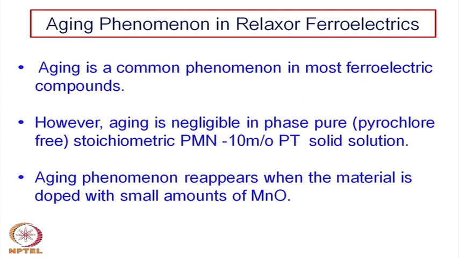However, the aging phenomenon may be there once it is doped with a small amount of MnO. If MnO is added, it has been found that this aging characteristic reappears. So, because the aging properties of this ferroelectric or the electrostrictive properties are negligible, they can be a good actuator material.